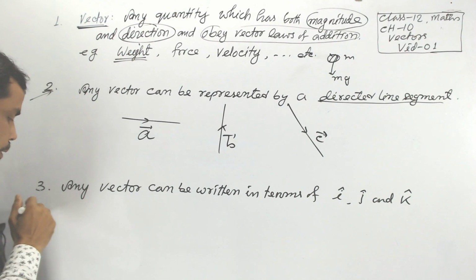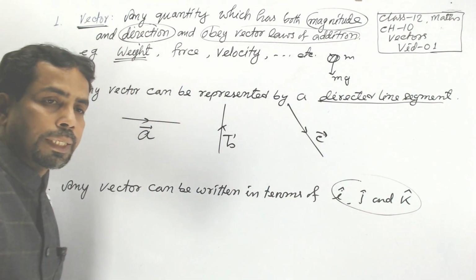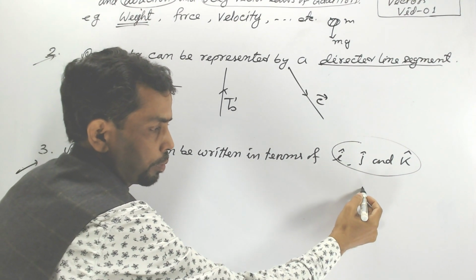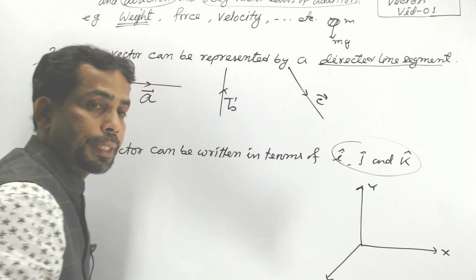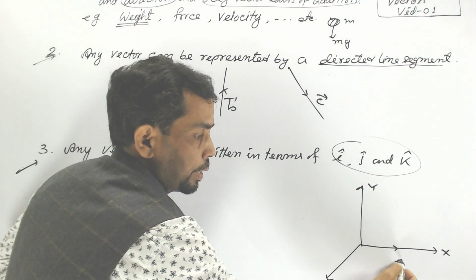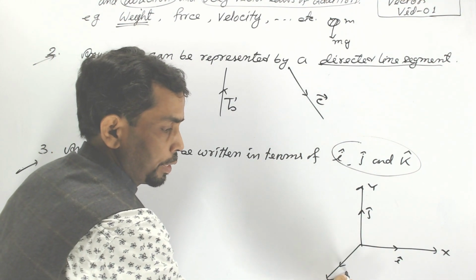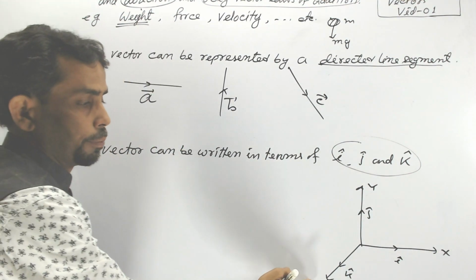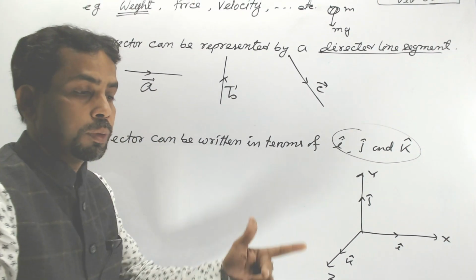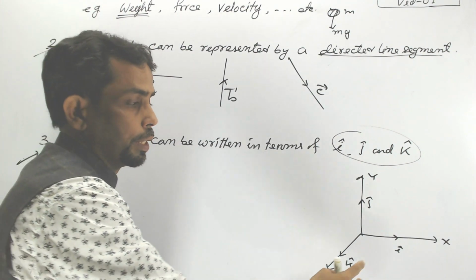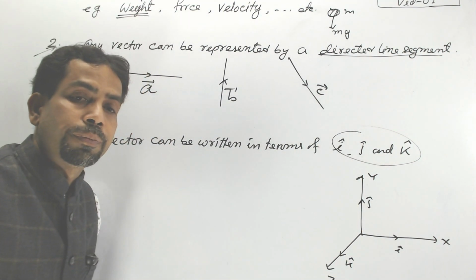The third point here is any vector can be written in terms of i, j, k. Now what are i, j, k? Say this is the x-axis, this is the y-axis, this is the z-axis. We have the coordinate idea, and along x, i is a unit vector, i cap. Along y, j is a unit vector, and k cap is a unit vector along z. They are mutually perpendicular. The angle between each two is 90 degrees. The angle between i and j is 90, between i and k also 90, and j and k also 90.